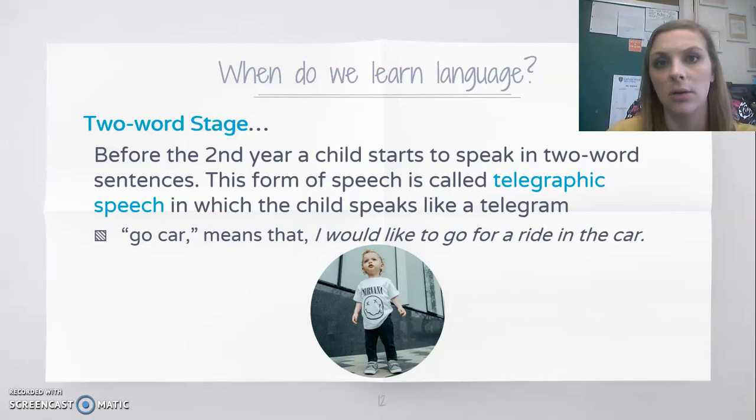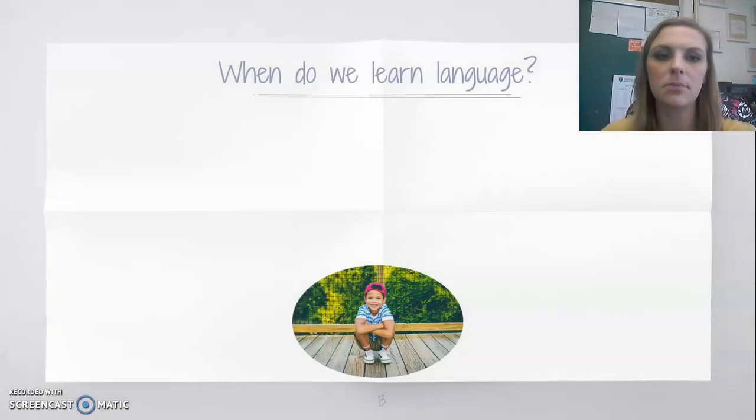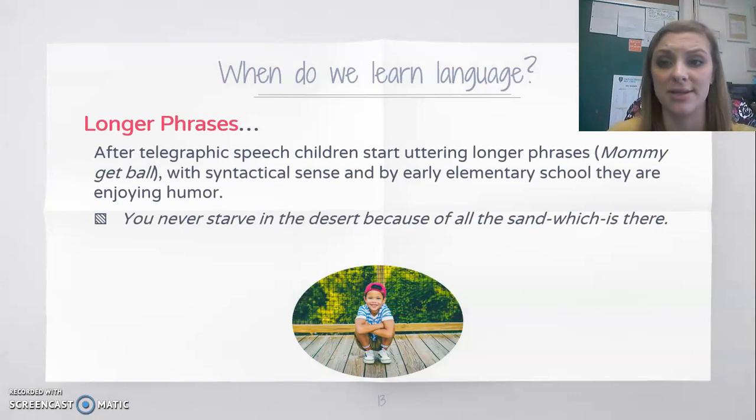Go car, mama milk. Those are going to be the types of words that get put together and they mean something. Usually moms and dads can get what they mean. So go car means I would like to go in the car. Mama milk means mom, get me some milk. I'm thirsty, right?